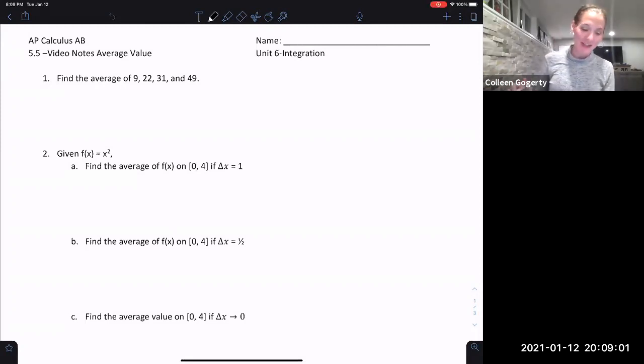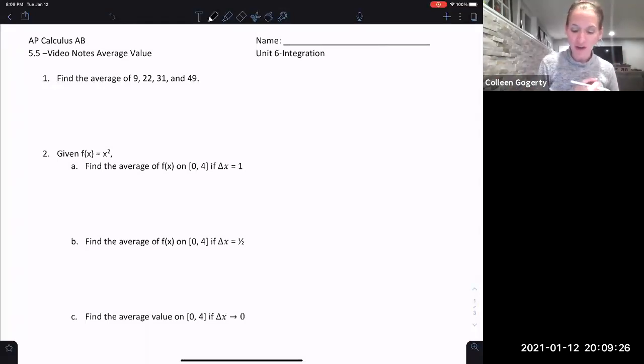We are going to dive into our next section, 5.5, where we are going to discover something called the average value of a function and how integrals play into that and their connection. So just looking right away at number one, oldie but goodie, you should be able to blow through that question very quickly. And I promise it has everything to do with what we are doing in our lesson today.